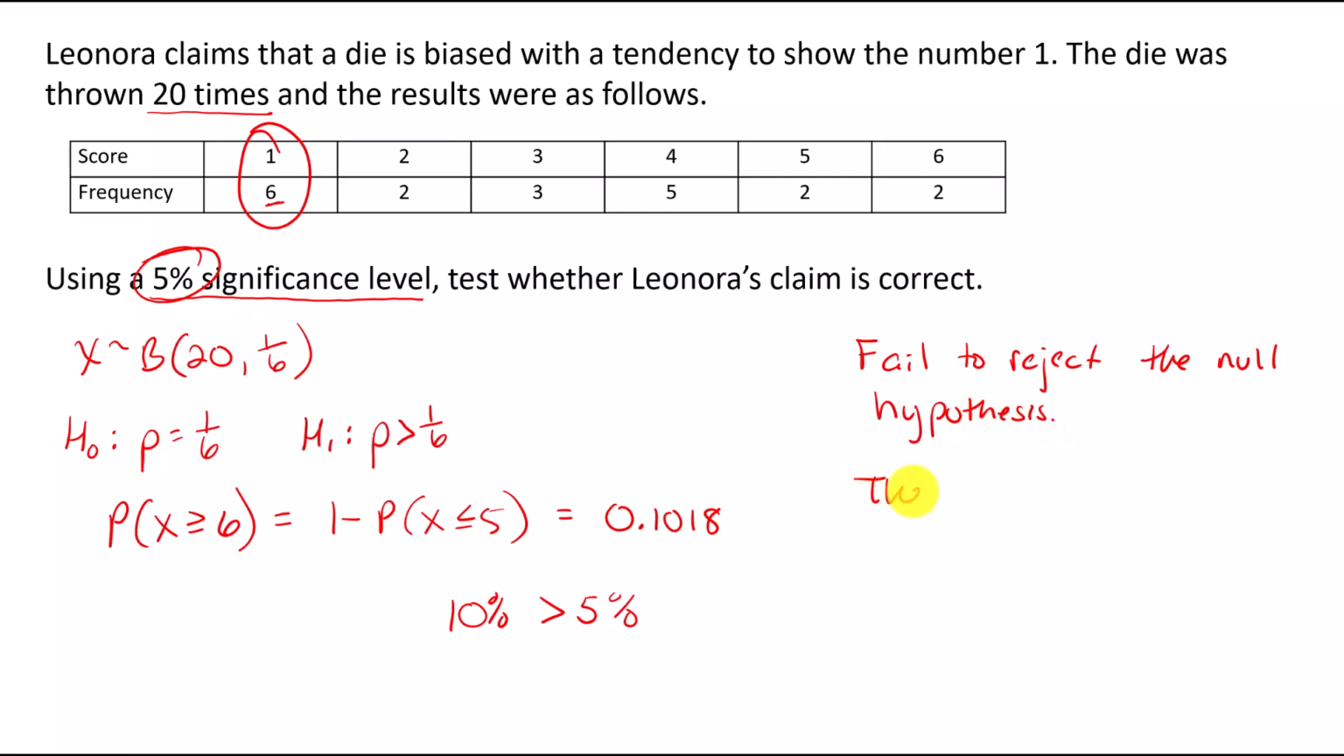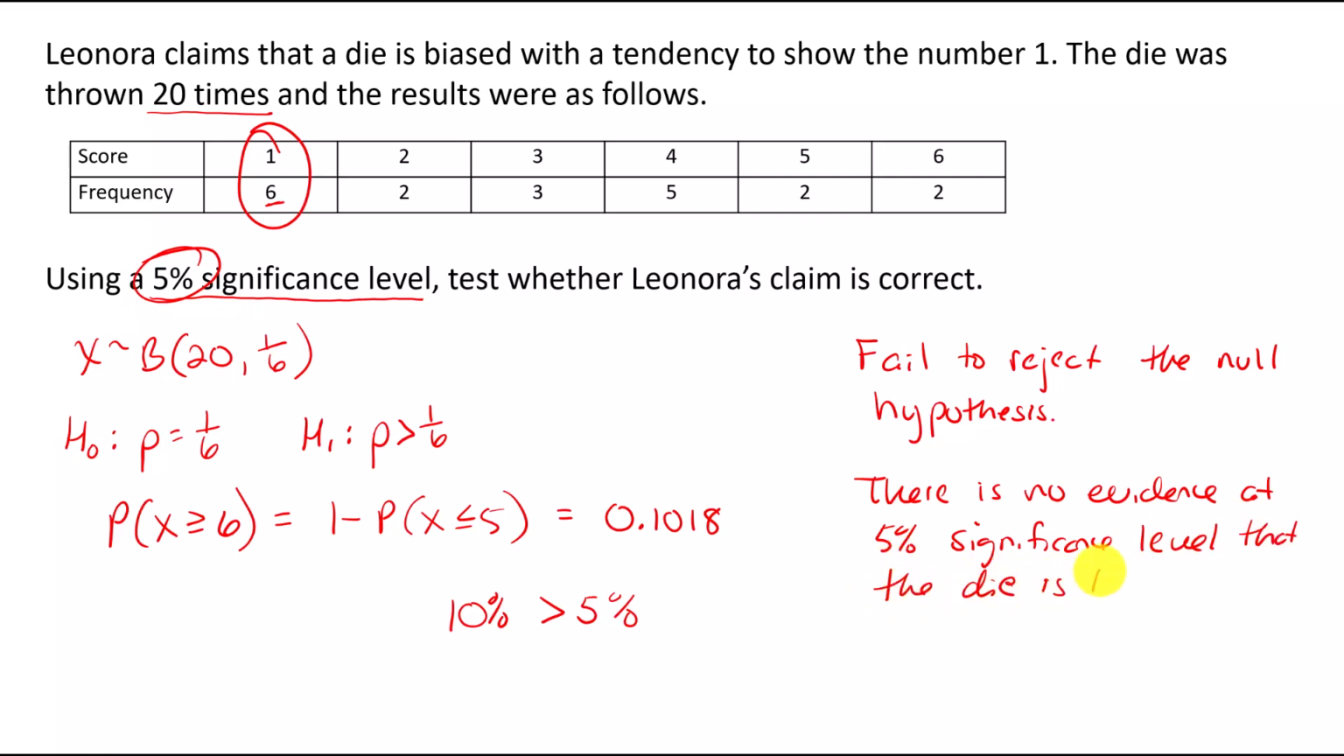Okay, there is no evidence at the 5% significance level that the die is biased. Okay, so that's our statement. Lenore's claim is rejected. But we're going to say we fail to reject the null, because everything's going to be based off the null.